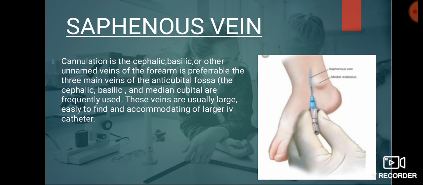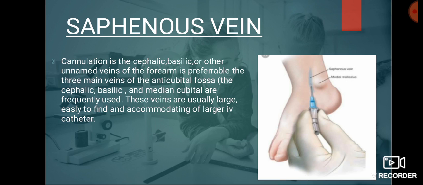Next, saphenous vein cannulation. The cephalic, basilic or other unnamed veins of the forearm are preferable. The three main veins of the antecubital fossa, the cephalic, basilic and median cubital, are frequently used.